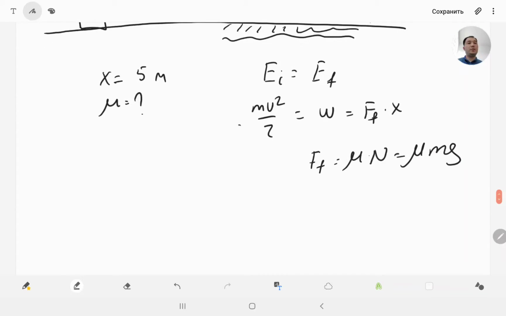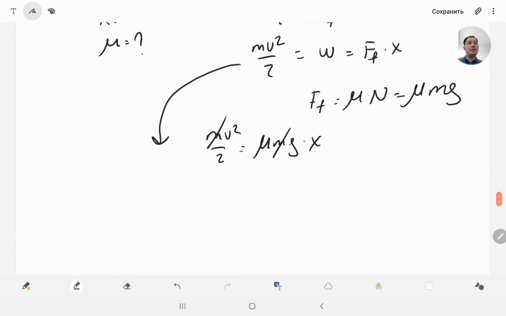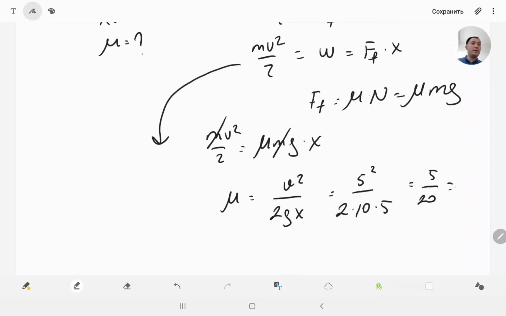So now let's continue our conservation of energy equation. mv square over 2 equal to friction force mu mg times distance. Mass cancelled. So coefficient of friction equal to v square over 2gx. Velocity 5, g 10, distance 5. So what will be the answer? 5 over 20, 1 over 4. So coefficient of friction, as you see, equal to 0.25. So this is the coefficient of friction.